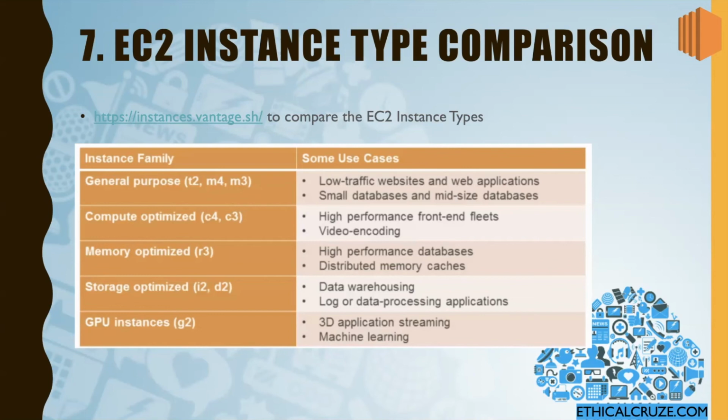And the third one is memory optimized. If your requirement is something like a high performance database, or you need distributed memory caches, in all those cases you will go for the instance type which is memory optimized, because that will give you high performance.